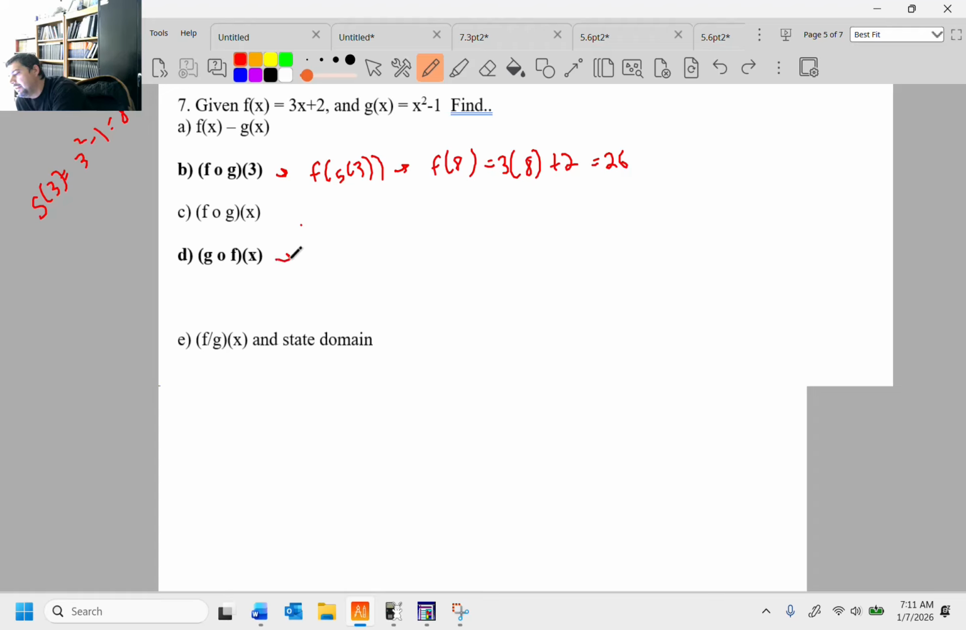So think about that again like this, g parentheses f parentheses x, and f of x is 3x plus 2. So this is g of 3x plus 2, which means that every x in g becomes 3x plus 2.